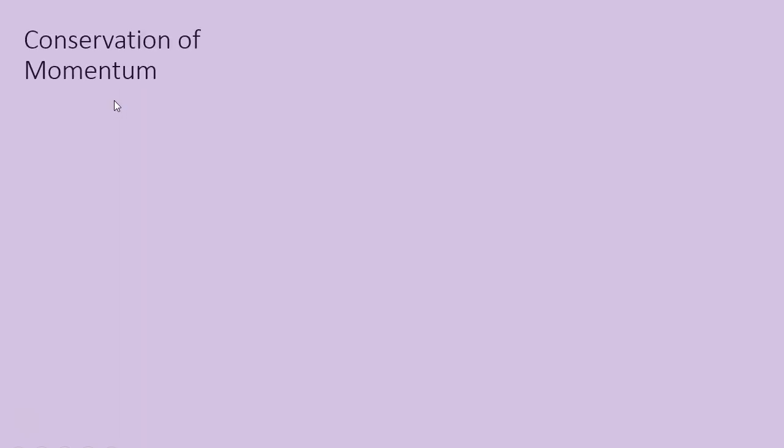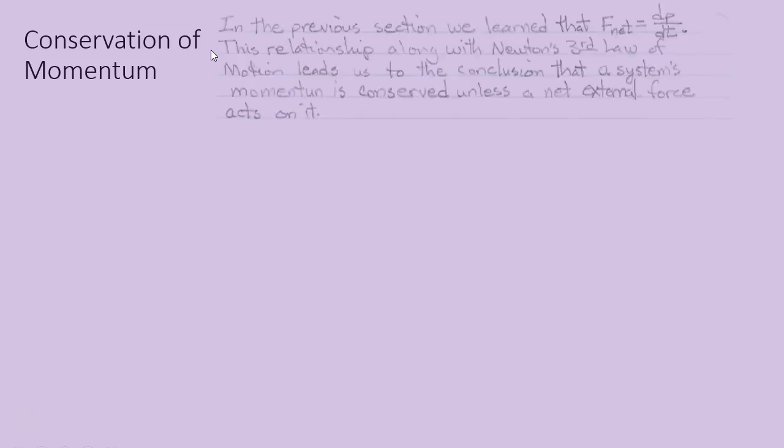Momentum is a conserved quantity, so we have the law of conservation of momentum. And let's take a look at why that exists. In the previous section, we learned that the net force is equal to the rate at which momentum changes, dp/dt. We can use this relationship along with Newton's third law of motion to conclude that the system's momentum is conserved unless a net external force acts on it.